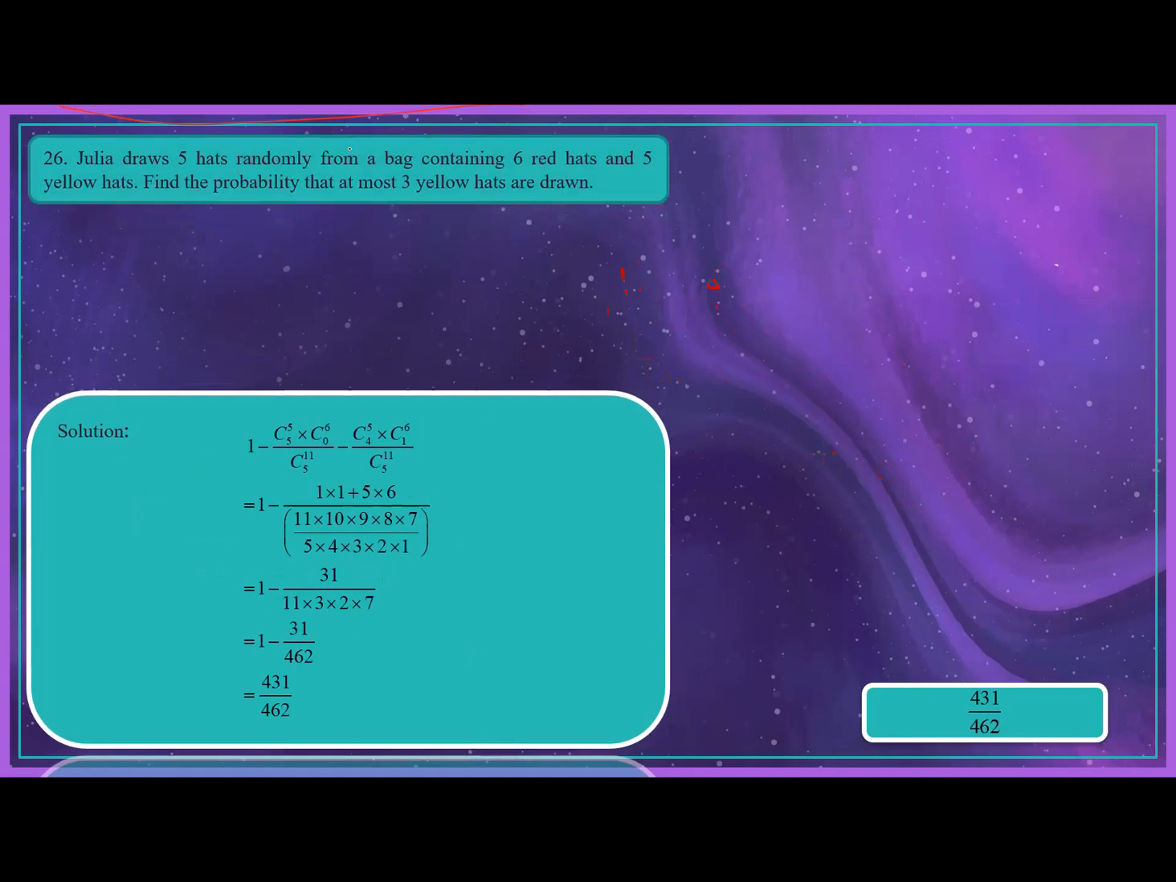Julia draws 5 hats randomly from a bag containing 6 red hats and 5 yellow hats. Find the probability that at most 3 yellow hats are drawn.